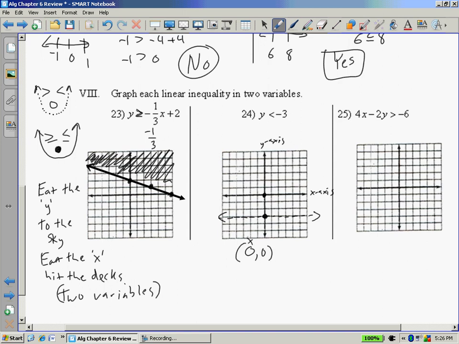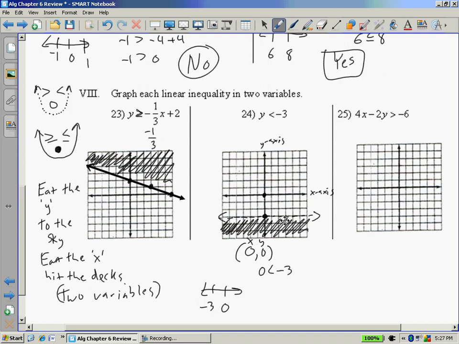Now this is x, this is y. The y is 0, so we're going to plug that in here. 0 is less than -3. Well, is that a true statement? Is 0 to the left of -3 on the number line? Well, no, 0 is to the right of -3 on the number line. So this is a false statement, which means this should not have been shaded because it doesn't make it true. So instead of shading towards this, we're going to shade away from it.